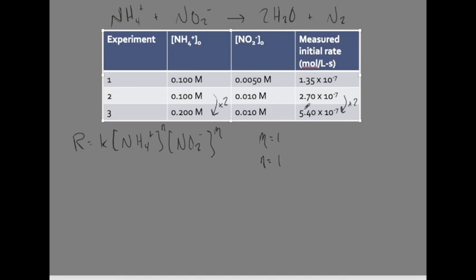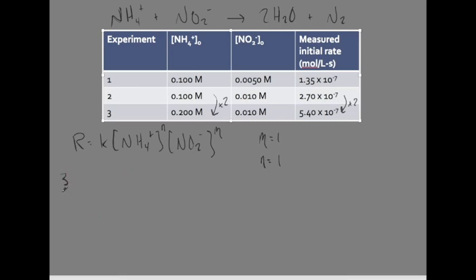2.7 times 2 is 5.4. So doubling NH4 doubled the rate. Those two have a direct relationship. That exponent has got to be 1. If I double this, I doubled the rate, so the exponent must be 1. Here again is how we could do it mathematically.